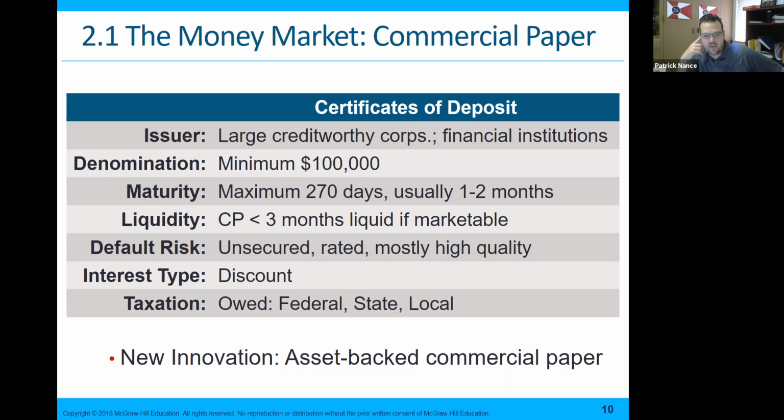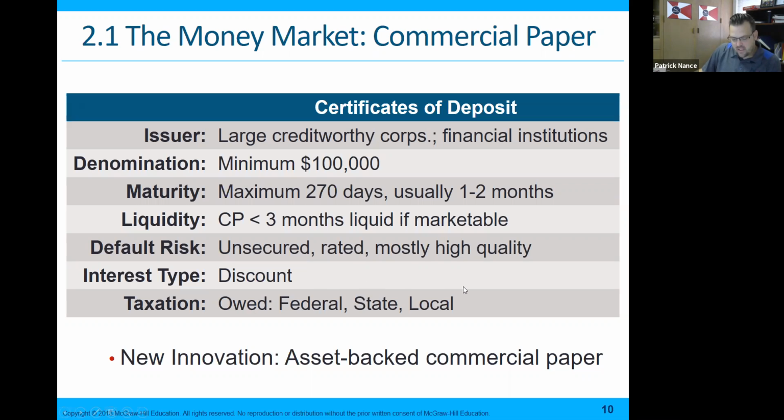Default risk is unsecured, rated, and mostly high quality. So it's unsecured, which means if that company goes under or bankrupt, there is no collateral. It's not collateralized, so you won't receive anything. They are rated like bonds are rated. That means basically they have a credit score, a likelihood of being paid back. So you can get higher default risk ones, but most companies that use commercial paper are doing it just for the speed of it, not because they can't get money anywhere else, which means usually they're pretty highly rated and mostly high quality.